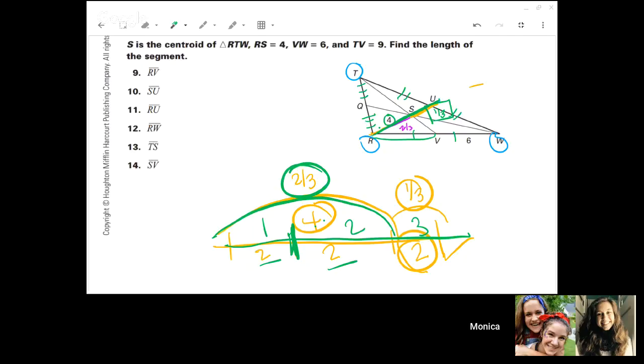Okay, so try looking at the rest of them, knowing that information, and see if you can figure out 11 through 14.